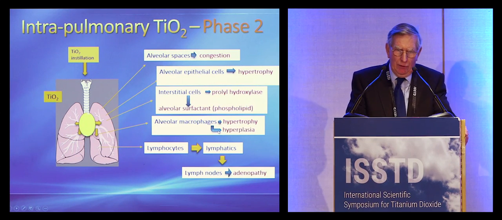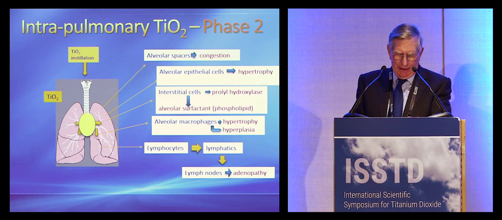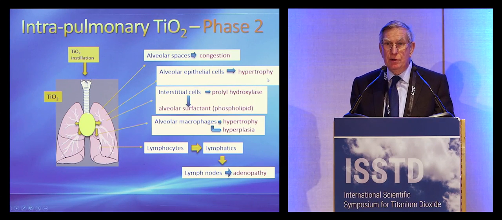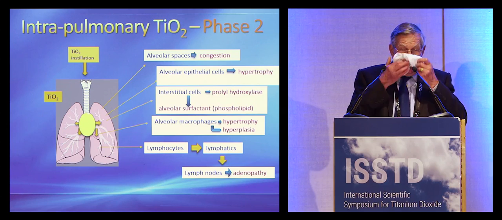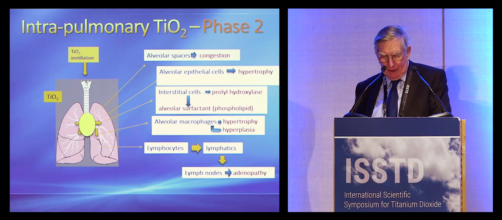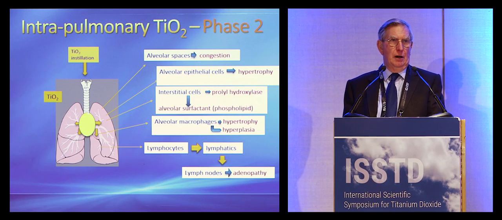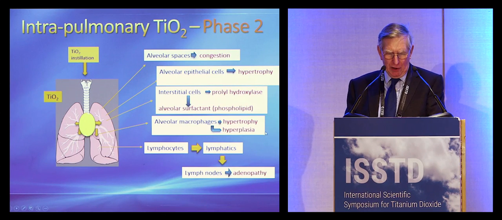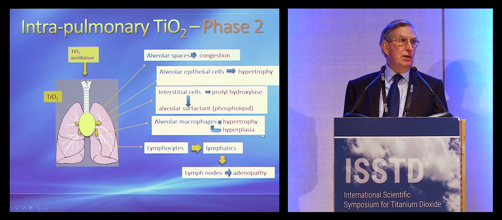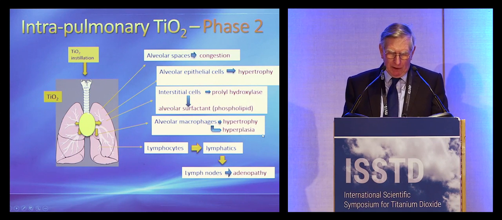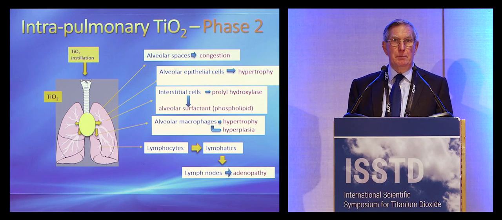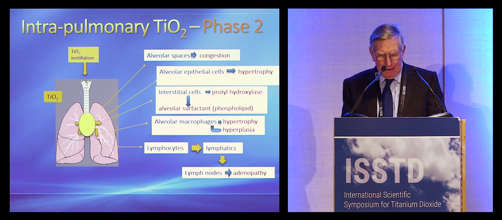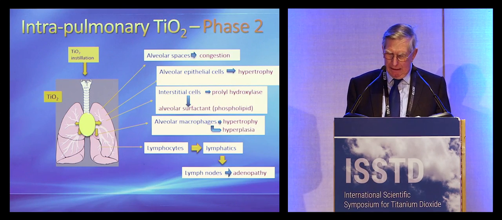Now, in the next phase, subacute, what you're getting here is alveolar congestion. You're getting a hypertrophy of the epithelial cells because they've absorbed titanium dioxide particles. You'll get a massive proliferation of the pulmonary macrophages. You'll also get some hypertrophy. You'll also get some degeneration. Penetration through the interstitium, increased phospholipid surfactants, and maybe some procholinergic factors. Lymph node enlargement and adenopathy.